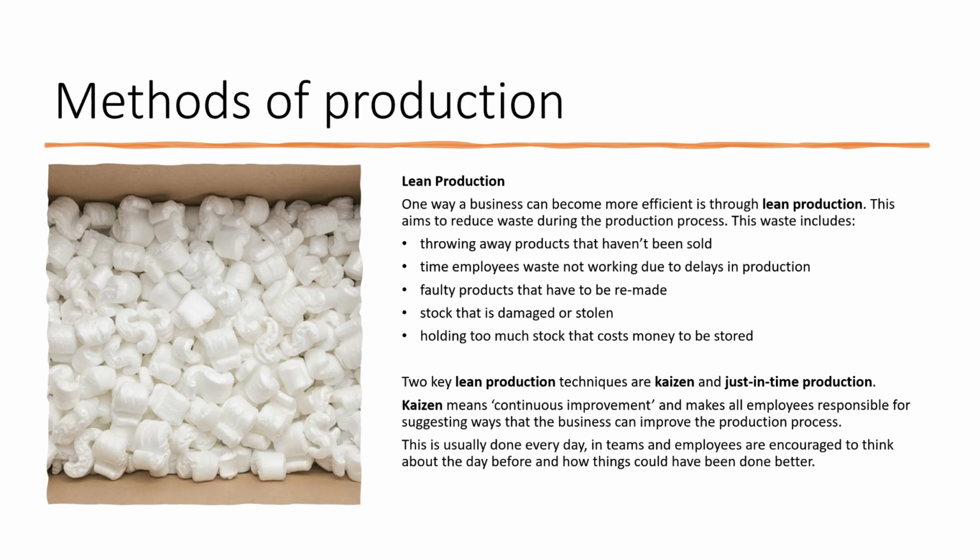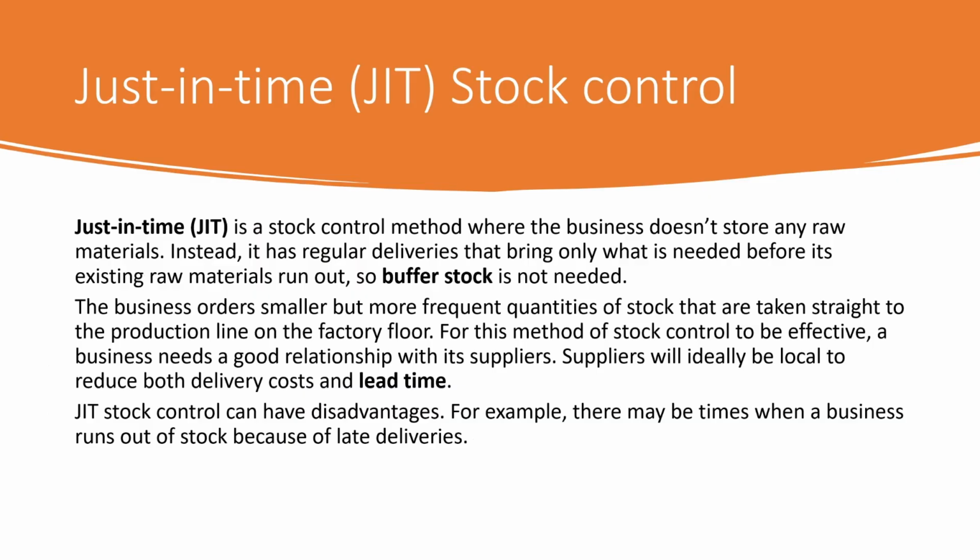So they're always asking their staff for ideas on how they think the process can be streamlined and made more efficient. So that's Kaizen. Now let's talk about just-in-time, also known as JIT, stock control. Okay, so just-in-time is a stock control method where the business doesn't store any raw materials. Instead, it has regular deliveries that bring only what is needed before its existing raw materials run out. So buffer stock is not needed, okay?